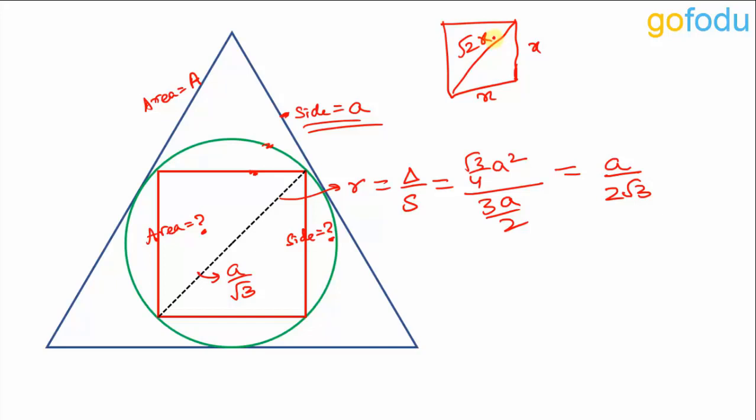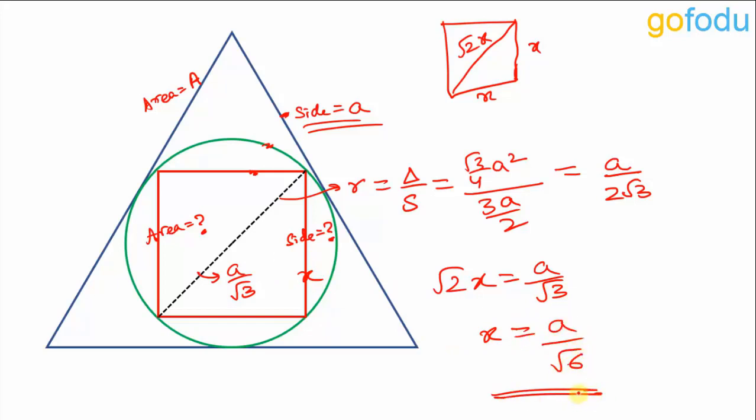Don't think and waste a few seconds. You should be able to write this directly without thinking. The diagonal is root 2 x. So if root 2 x is the diagonal, which is here A upon root 3, then x, the side of the square, will be A upon root 6. A upon root 6 is the answer.